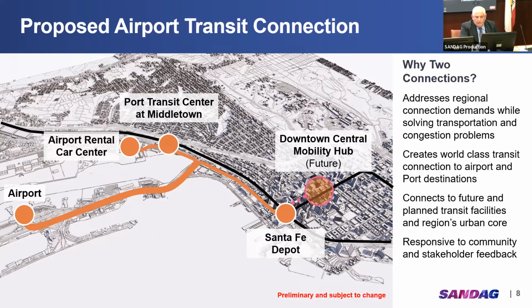And finally, I want to address whatever system ends up, it is not us who's going to operate it. It is our transit agencies that will. We don't operate transit. We plan and we deliver, and they do operate. So, of course, MTS and NCTD should be at the table, part of the discussion. They have been.